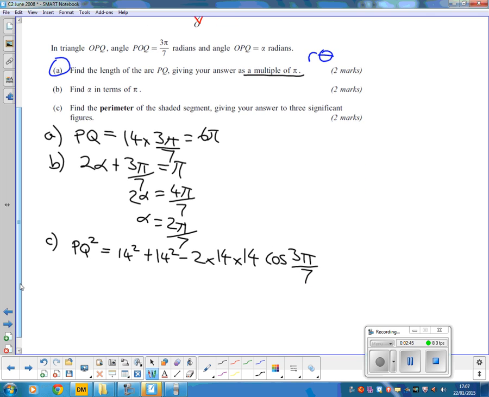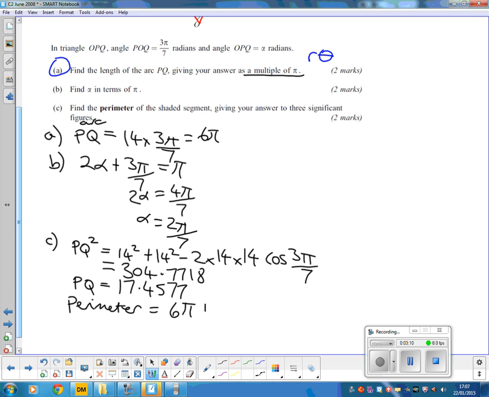Right, if we put all that into our calculator, we get that PQ squared is 304.7718, and then we need to remember to square root that, so PQ is 17.4577. That means that the perimeter is the length of the arc PQ up here plus the length of the straight line, which gives us 36.3 to 3 significant figures, because that's what they asked us to do in the question.